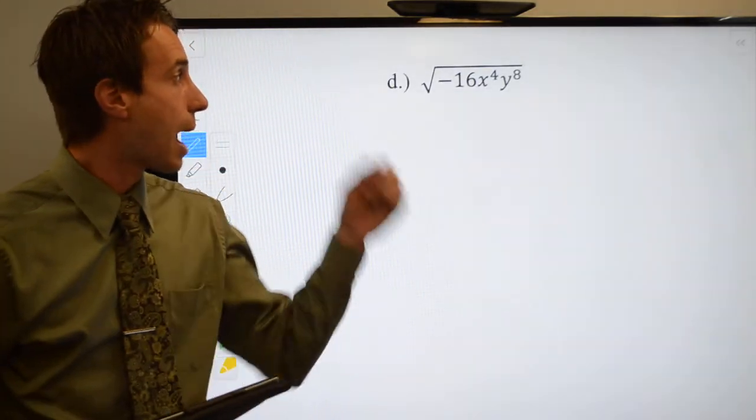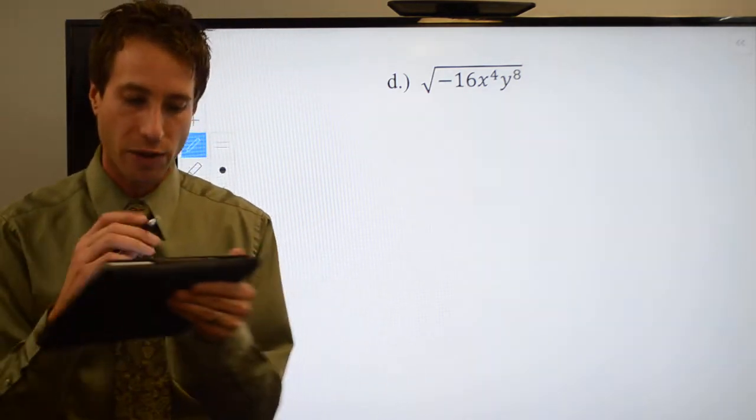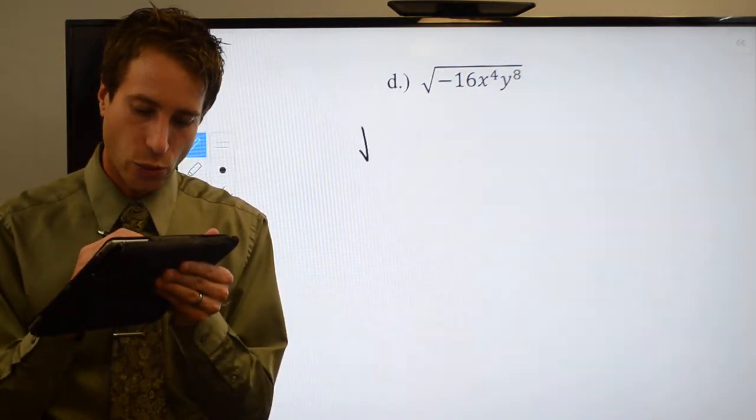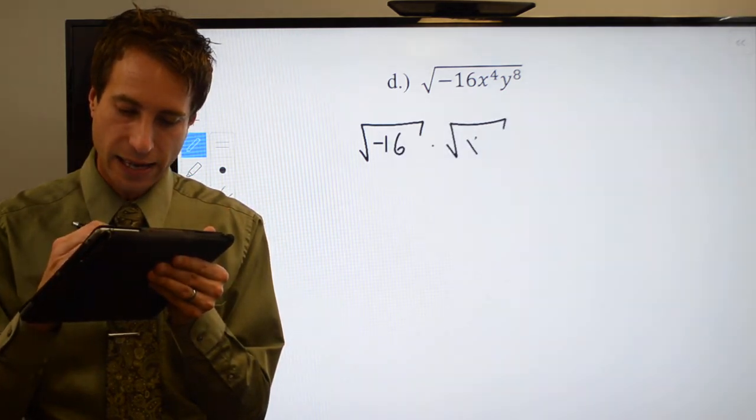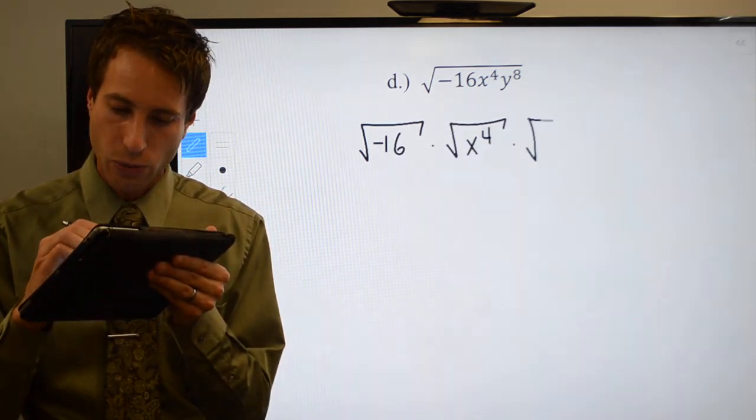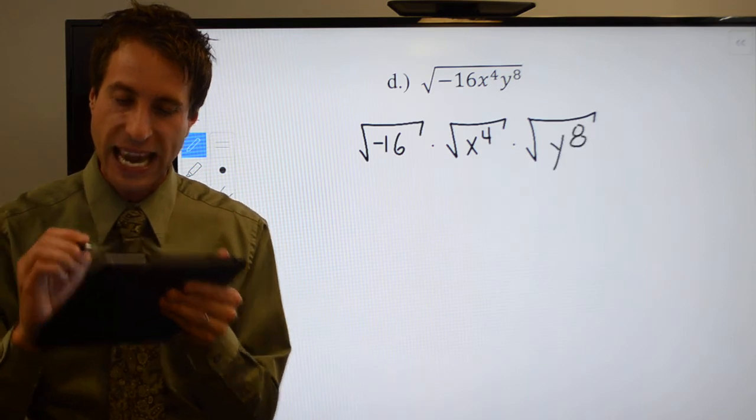Okay, so here we go. I'm taking a square root. Let's split all this stuff up. I'm going to be taking the square root of negative 16, a square root of x to the 4th, and a square root of y to the 8th.